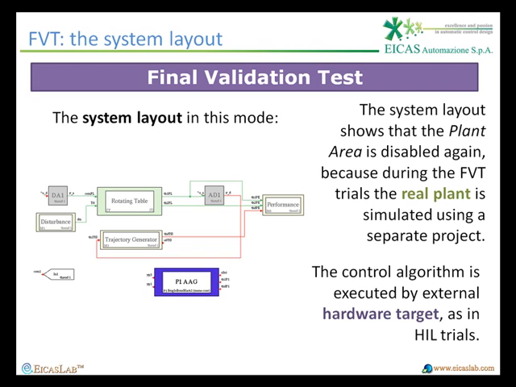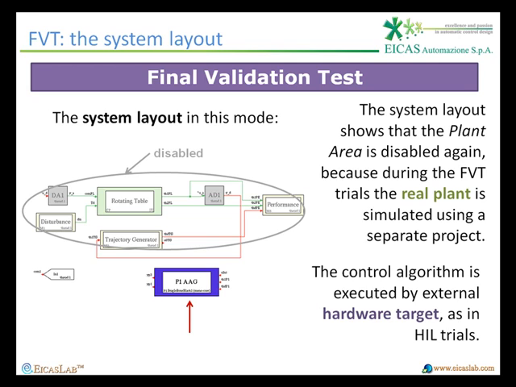In the system layout, the plant model is no more needed and is disabled, because in final validation test we use the real plant. In fact, in this demo, the real plant is replaced by a plant emulator, which simulates the real plant. It is created in a separate EICASLab project. In this way, the user doesn't need to work with the real plant, which in this case is a rotating table.